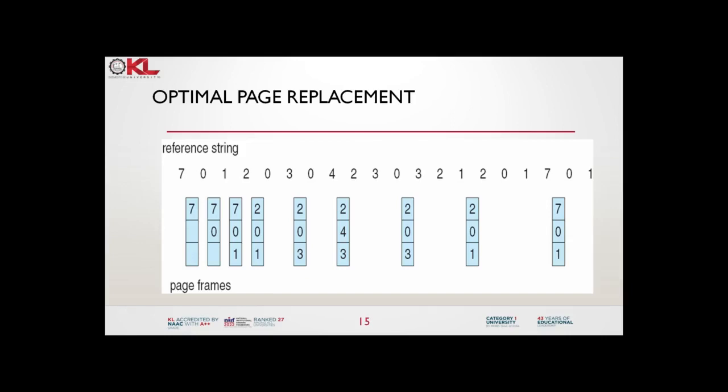The frame size is again 3, because for the first FIFO page replacement algorithm I used 3. So let me use the same frame size here also, that is 3. So 7 I brought in first because I found this frame empty. I can place my page into the memory. Secondly, I have page 0. The second position is also vacant, so I can store that.